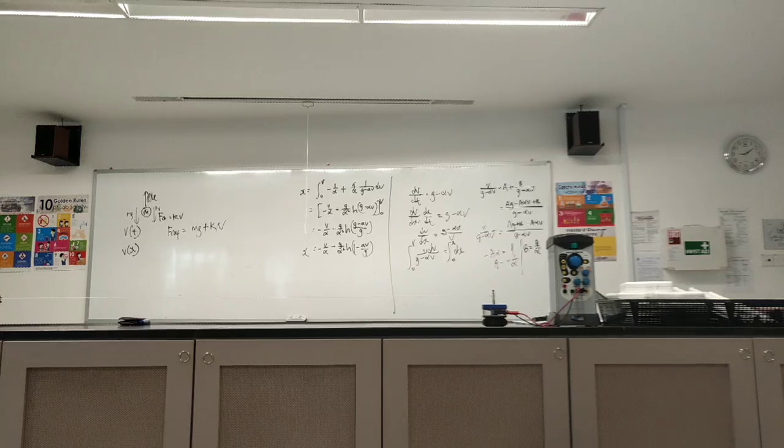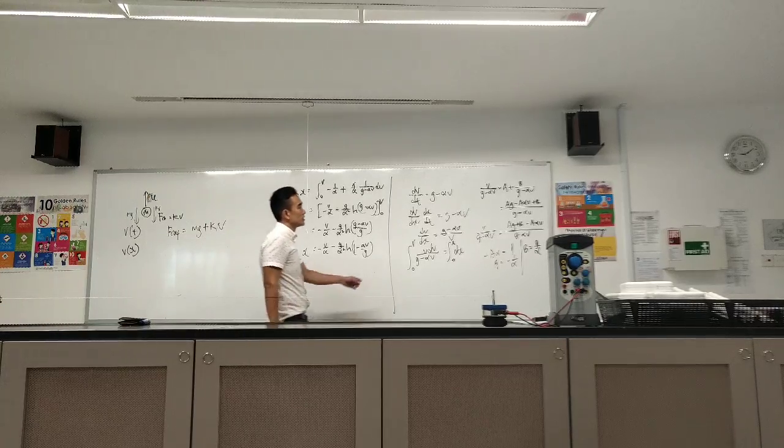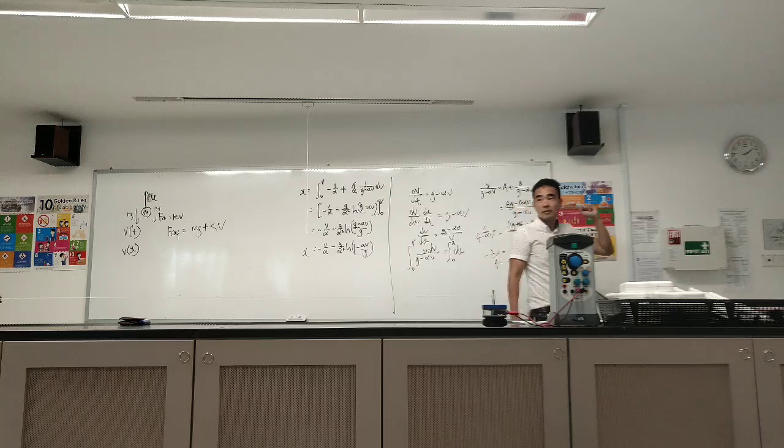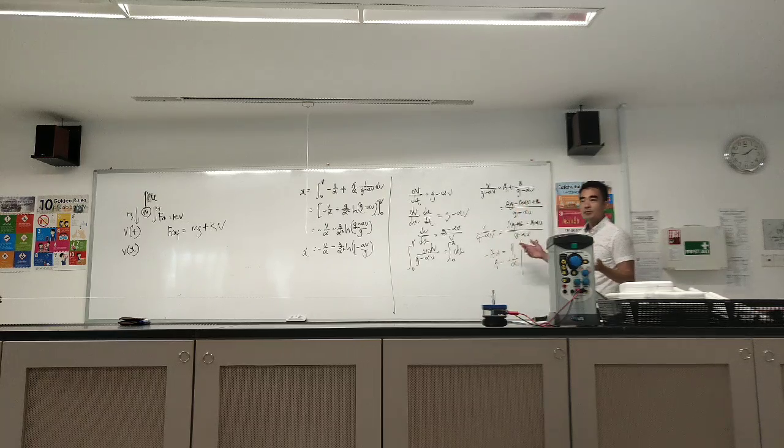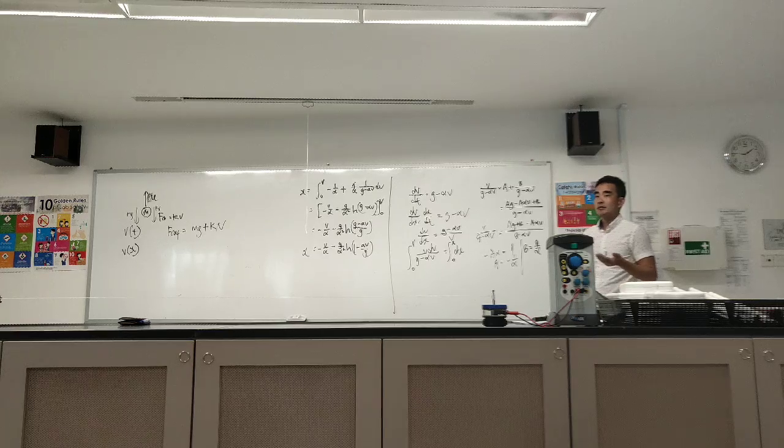So how did the dx then become a plus b? Which one? The bottom equation on the left side. How did the dx become a plus b over g minus alpha? You mean this becomes this? Yeah. I let it be in a form where I can integrate easily.